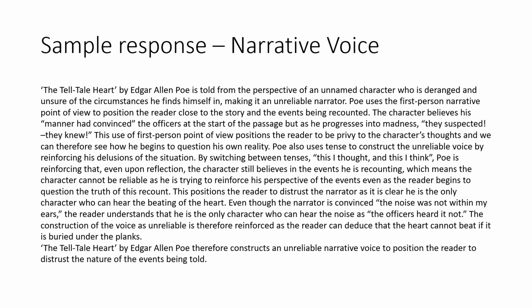The Telltale Heart by Edgar Allan Poe is told from the perspective of an unnamed character who is deranged and unsure of the circumstances he finds himself in, making it an unreliable narrator. Poe uses the first-person narrative point of view to position the reader close to the story and the events being recounted. The character believes his manner had convinced the officers at the start of the passage, but as he progresses into madness, "they suspected, they knew." This use of first-person point of view positions the reader to be privy to the character's thoughts, and we can therefore see how he begins to question his own reality.